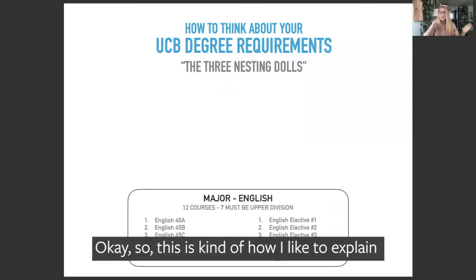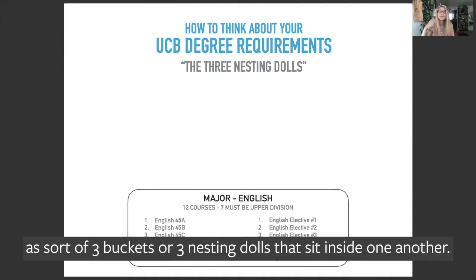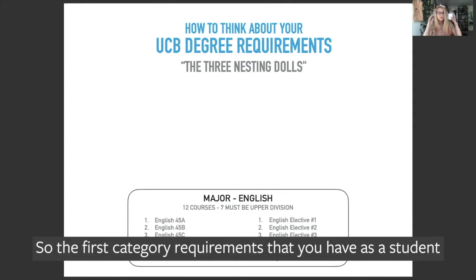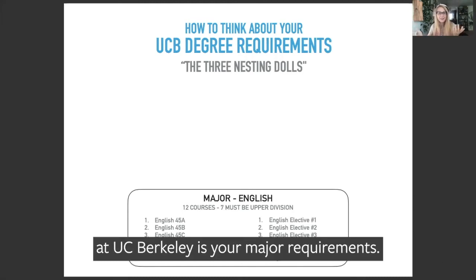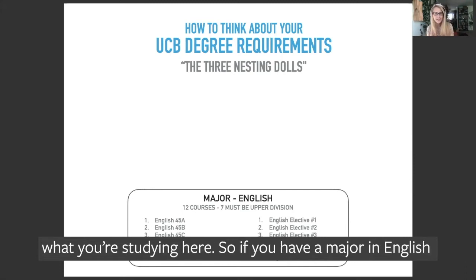Okay, so this is how I like to explain how to think about your degree at UC Berkeley as three buckets or three nesting dolls that fit inside of one another. The first category of requirements that you have as a student at UC Berkeley is your major requirements, right? That's the specificity of your degree. It's what you're majoring in, what you're studying here.